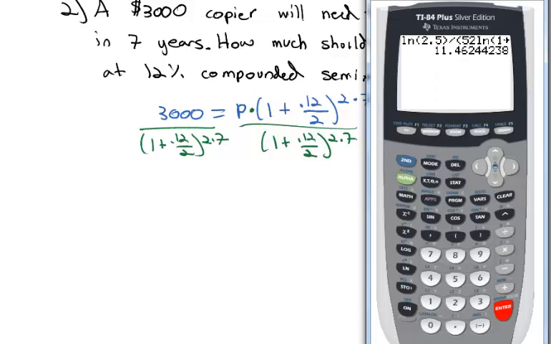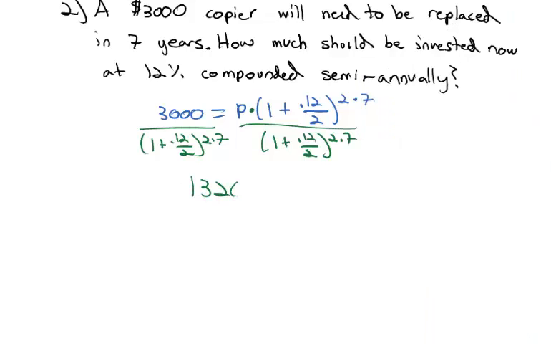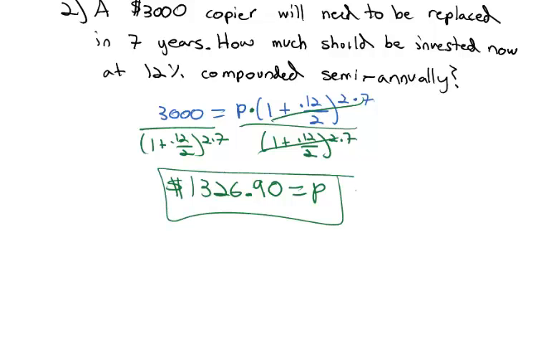Pull up our calculator and we have 3,000 divided by parentheses 1 plus 0.12 over 2 raised to the, now you may need parentheses if you're on a TI-83, 2 times 7 power, and we get 1326.90. 1326.90 is equal to that principal, the starting present value.